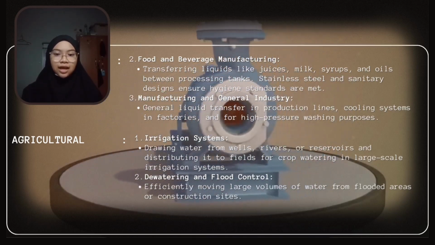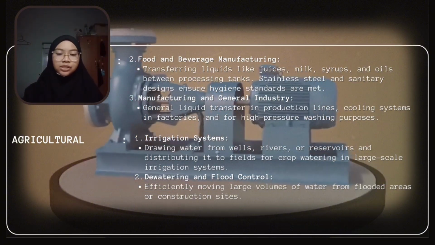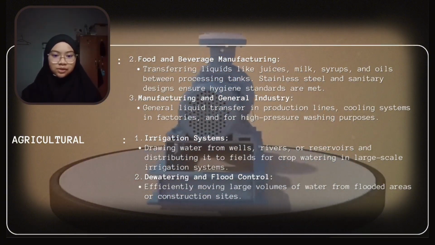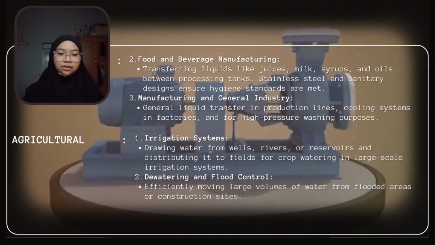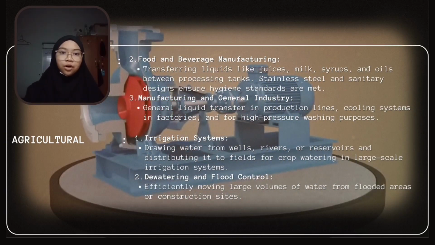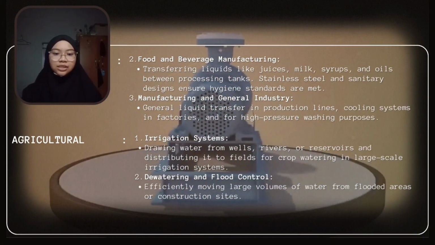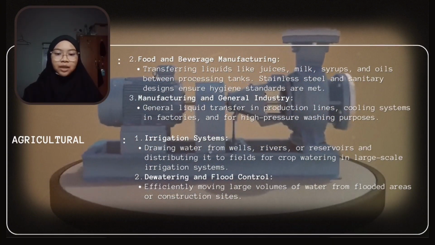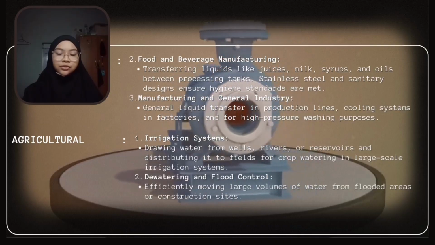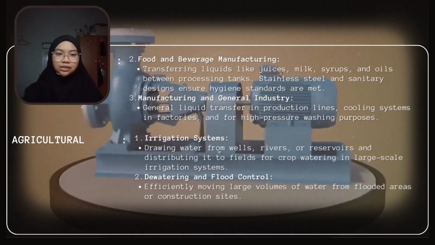The third application of the centrifugal pump is agricultural. The first one is irrigation systems, drawing water from wells, rivers, or reservoirs and distributing it to fields for crop watering in large-scale irrigation systems. The second is dewatering and flood control, which is efficiently moving large volumes of water from flooded areas or construction sites.